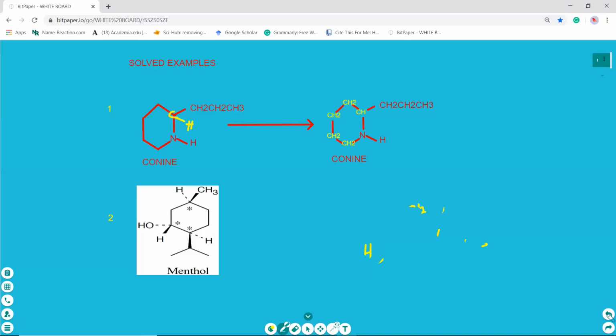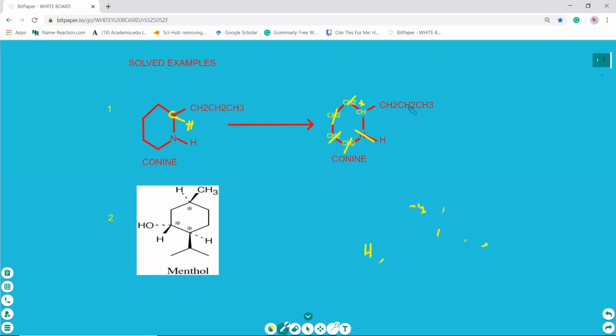Now let's check the other carbons. You must check all the carbons both in the ring and outside the ring. Look at the ones outside the ring. Is this a chiral center? No, CH2. Is this a chiral center? No, CH2. Is this a chiral center? No, because it is CH3. So how many chiral centers do I have in choline? I have only one chirality center in choline. I believe that is very clear.